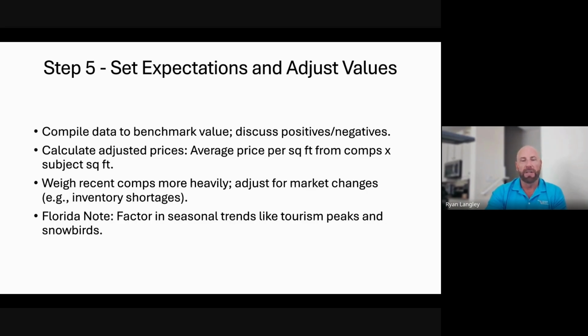Weigh recent comps more heavily, adjust for market changes like inventory shortages, or the opposite of that right now. Florida note, factor in seasonal trends like tourism peaks and snowbirds to what's been selling and when. Explain to them also, look, houses sell more in the summer when people are moving, where kids are out of school and they want to get in a different school district, et cetera. That's the time a lot of Floridians are moving.